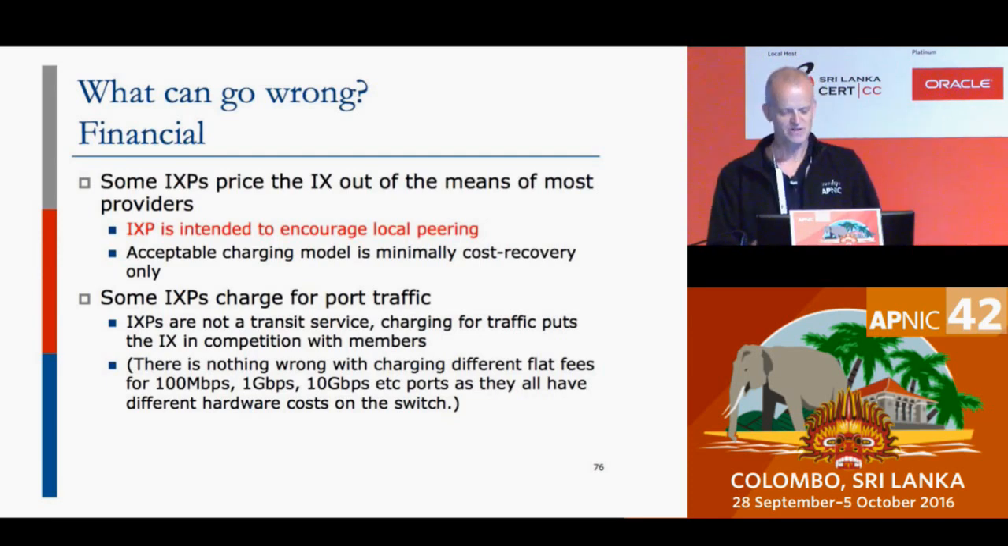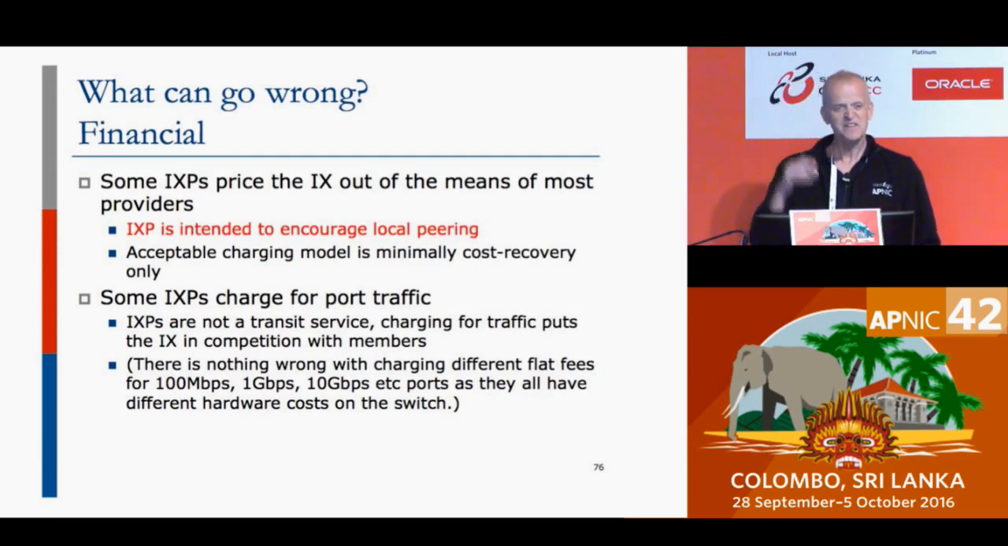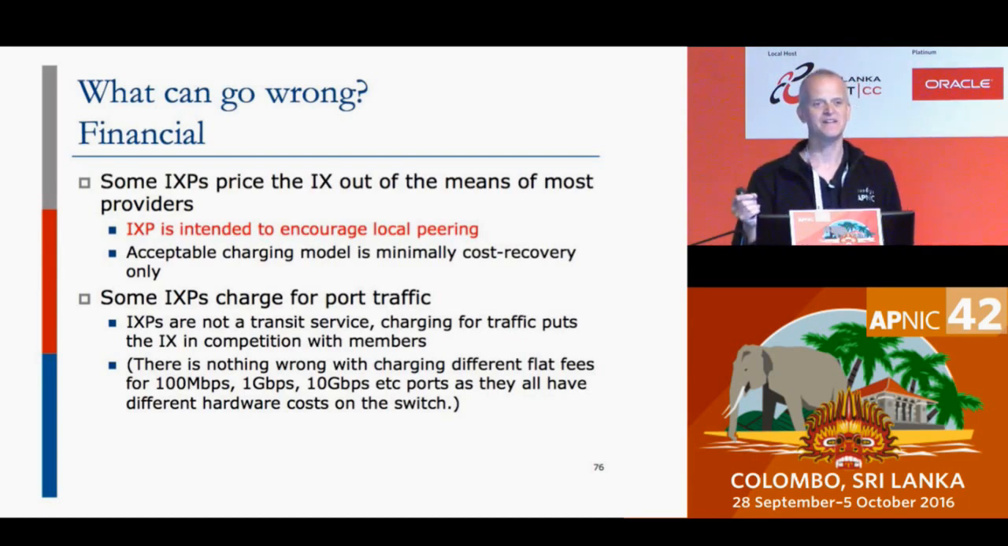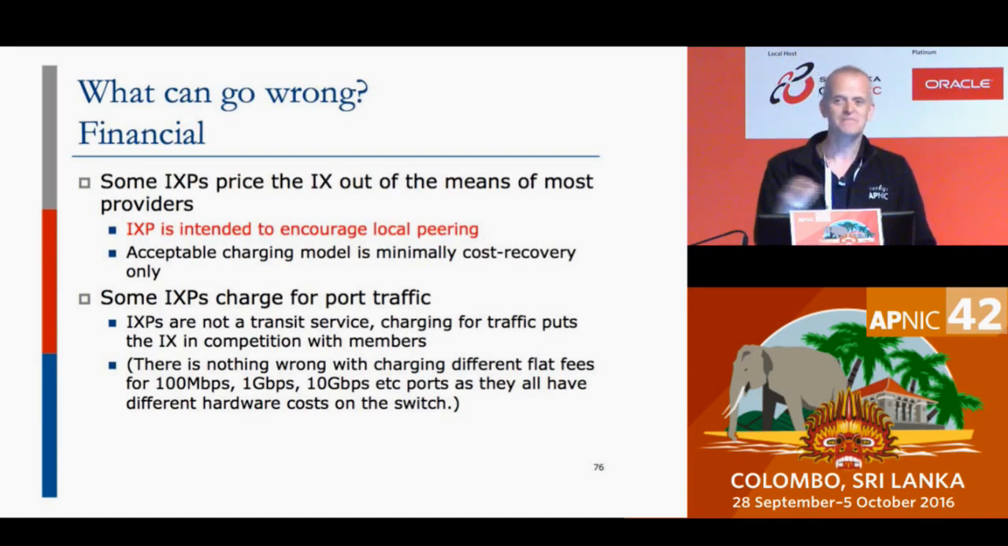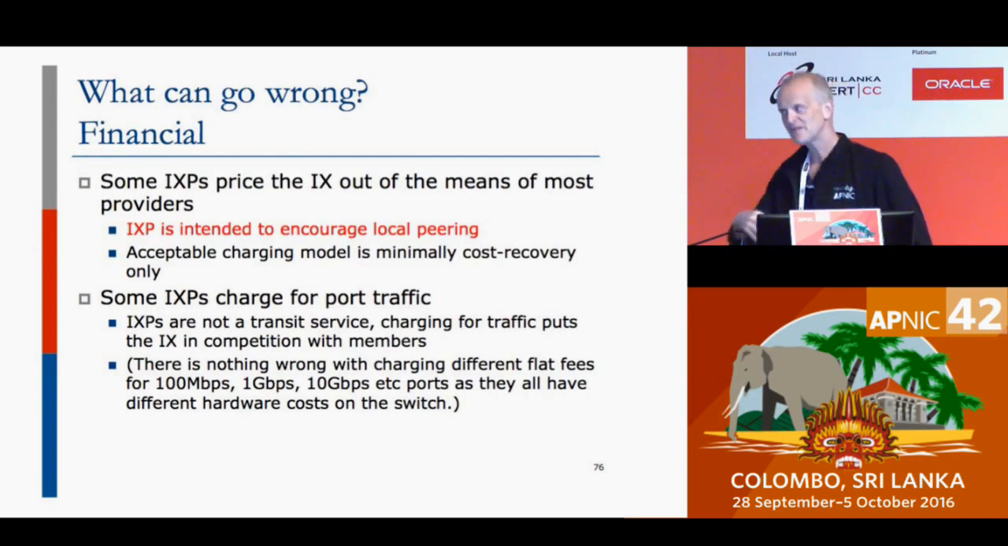So don't charge for port traffic. There's nothing wrong with charging differential prices for the different physical interfaces, because they cost money. But only do that if the members agree there should be differential pricing. As an IX operator, you don't want to impose this on anybody. You're there, you're serving your membership, right?